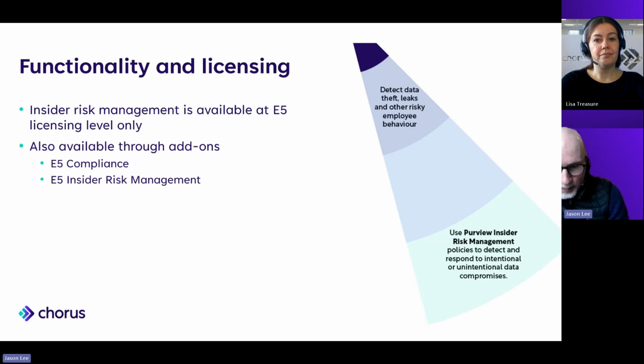So as you might expect for a tool that relies on a great deal of sophistication in terms of your Microsoft Cloud adoption, this is an E5 licensing level capability. You can also get the functionality through add-ons if you want to. So if you are using E3, for example, you can get insider risk management capabilities through the E5 compliance add-on or through the E5 insider risk management add-on.